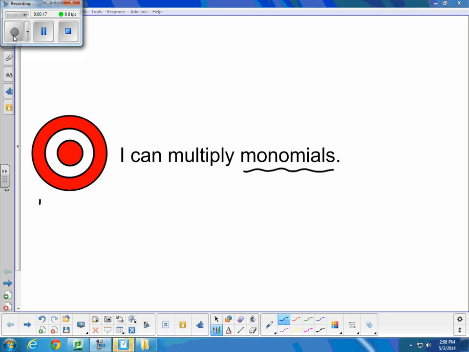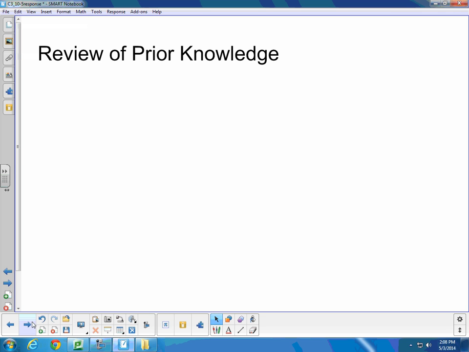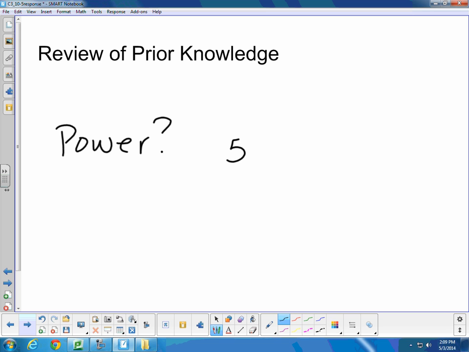For this lesson, we are on lesson 10.5, and that is page 545 in your textbook. To do this lesson successfully and make it all make sense, we're going to review a little bit of our prior knowledge. We've used the word power before, but do we really know what a power is? If I showed you the value of 5 to the third power, I call this entire thing a power. This is what a power is.